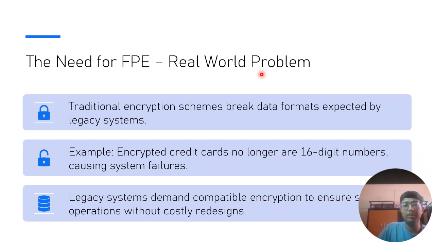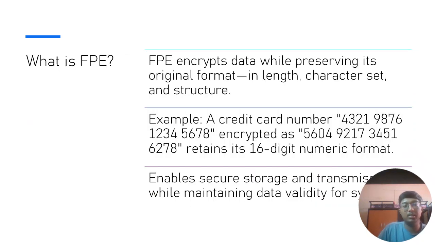So this means encryption can break data in a system, like in this credit card example. It demands compatible encryption to ensure smooth operation with old software and modern security together. Okay, let's see the next thing. We have done the intro about FPE and some real life problems. Now let's see what actually FPE is.